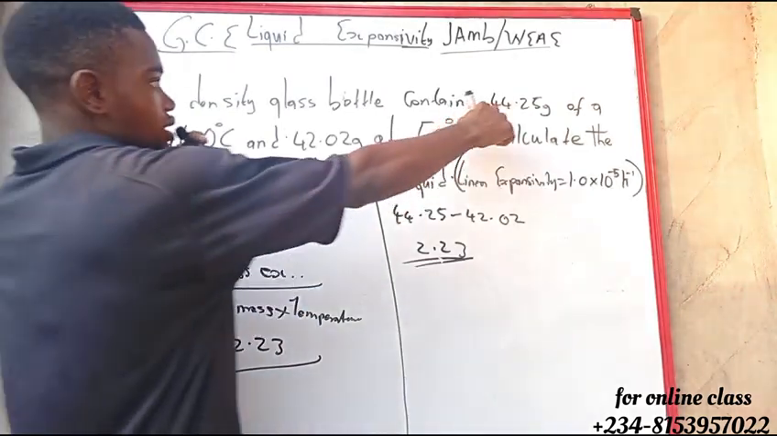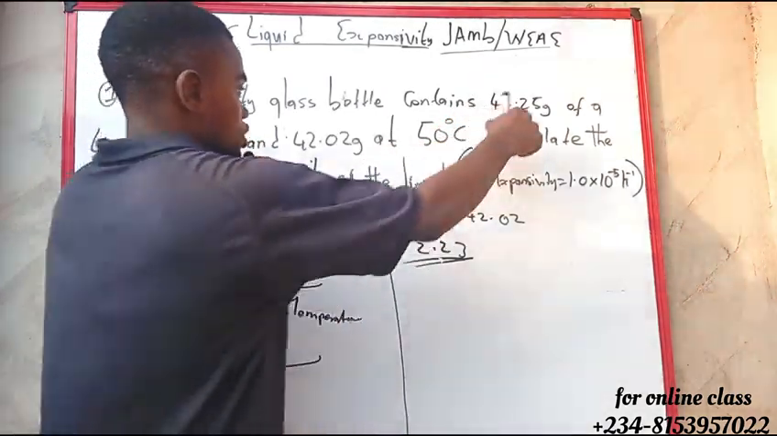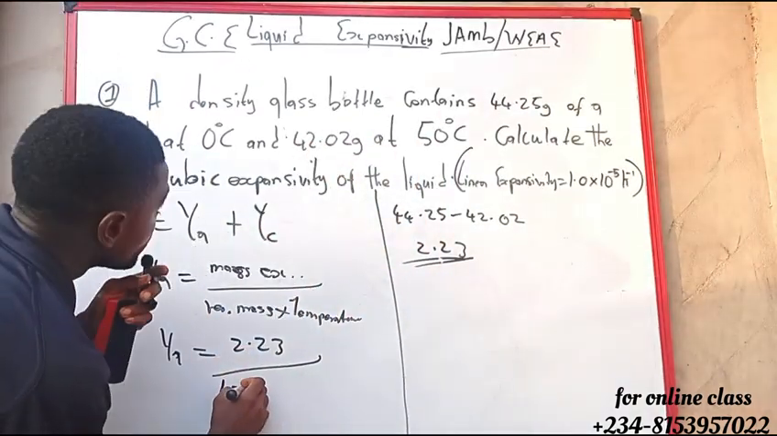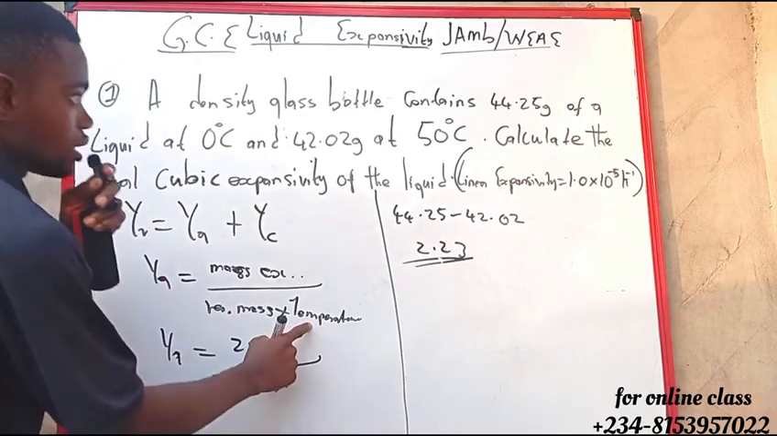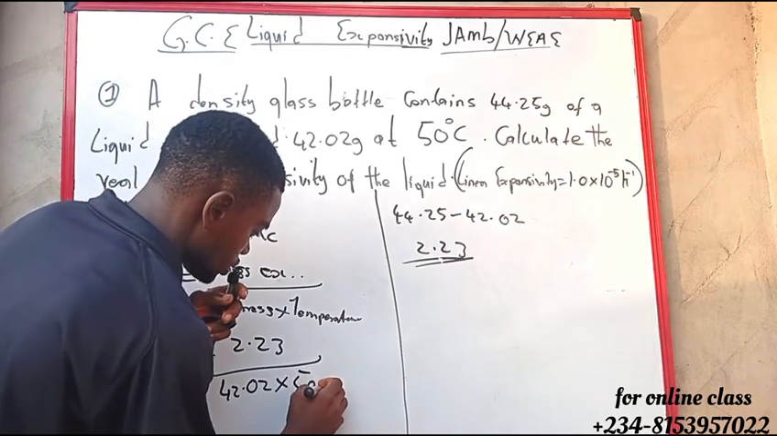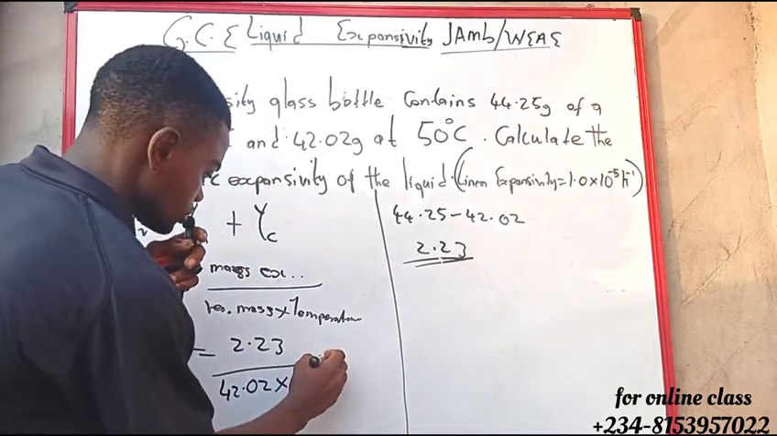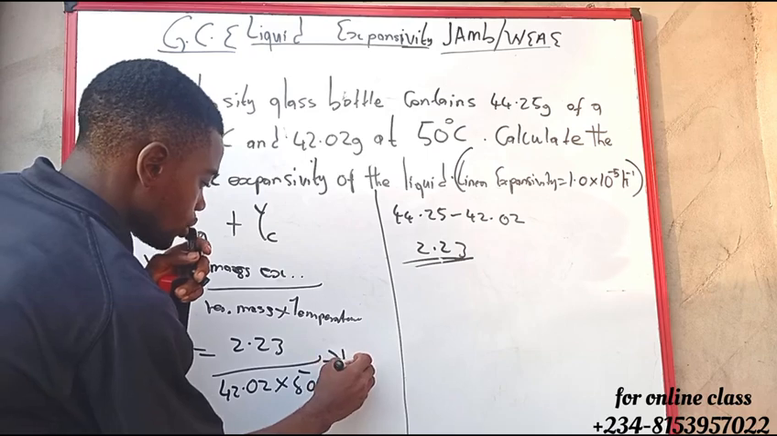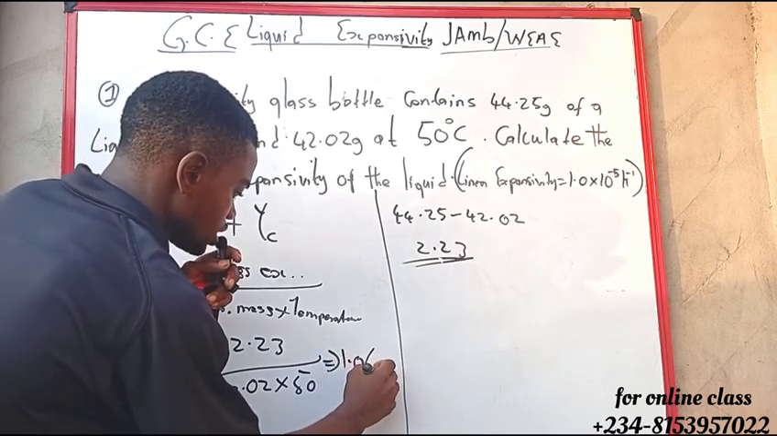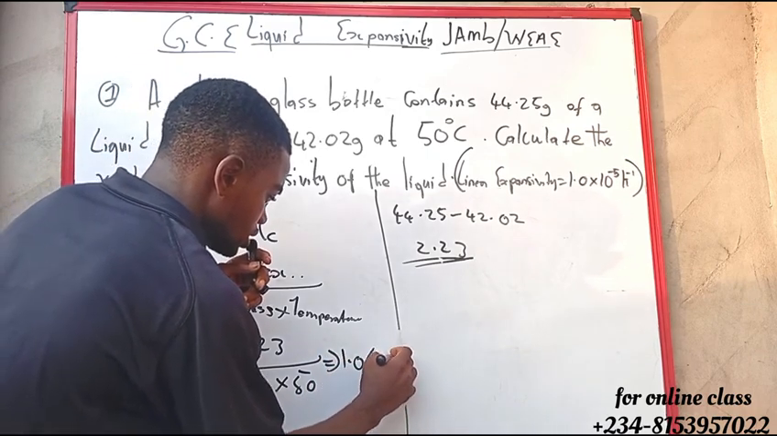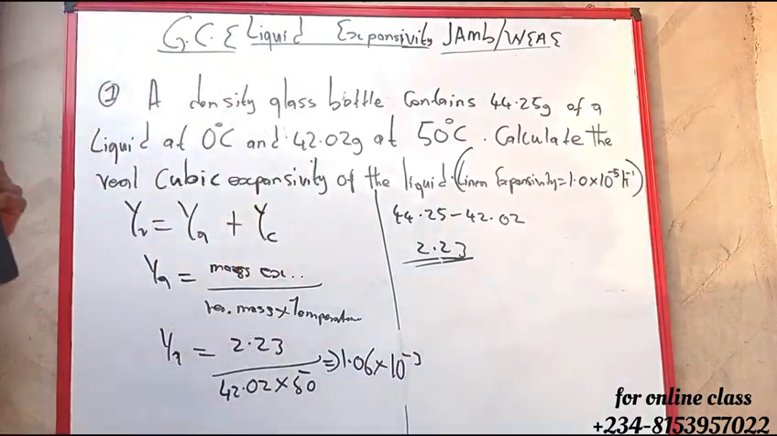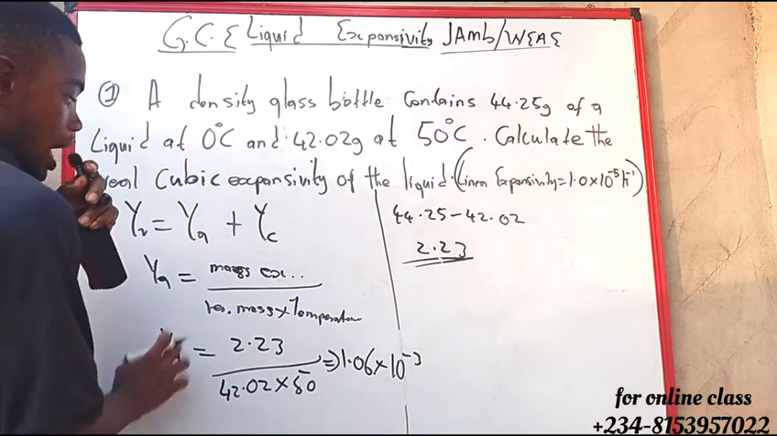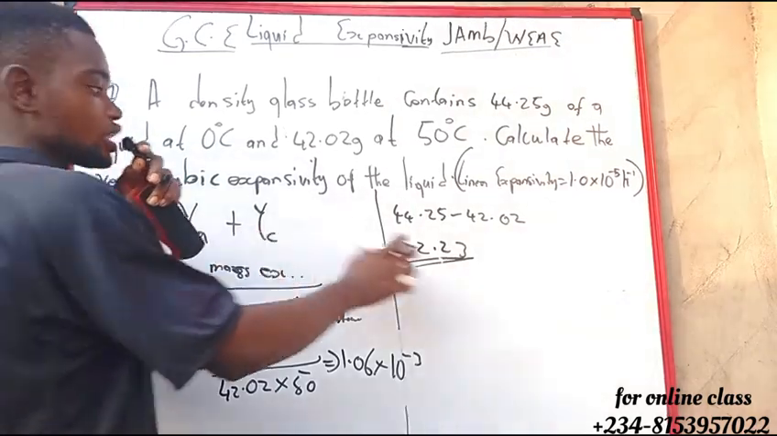What is the remaining mass? So this was the initial mass and this was expelled. Now this is what is remaining. So this is the remaining mass, which is 42.02, times the temperature change, which is 50. All right, now when you work this, what are you going to get? You're going to get 1.06 times 10 raised to the power negative 3. That is your apparent cubic expansivity.